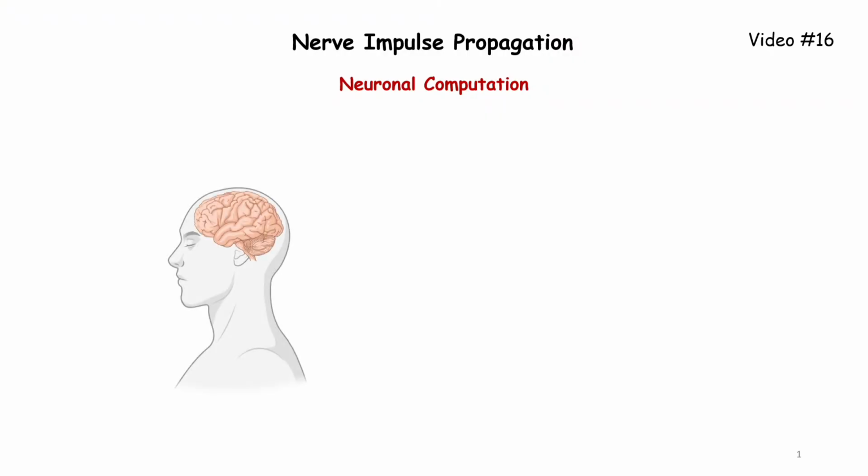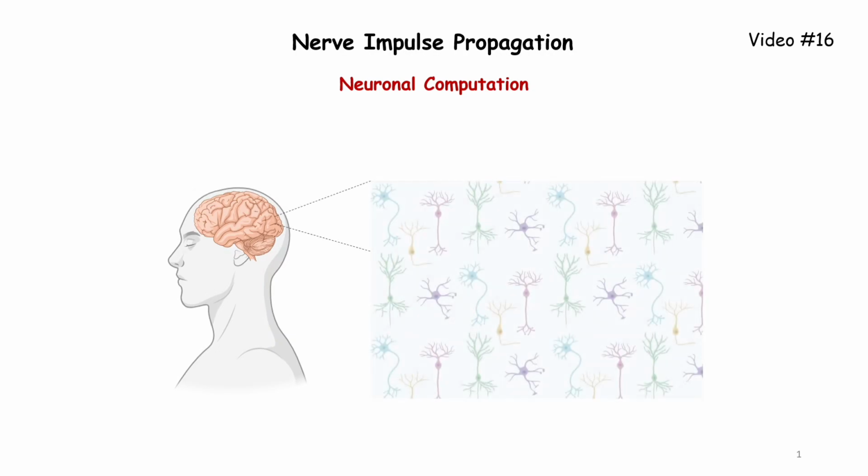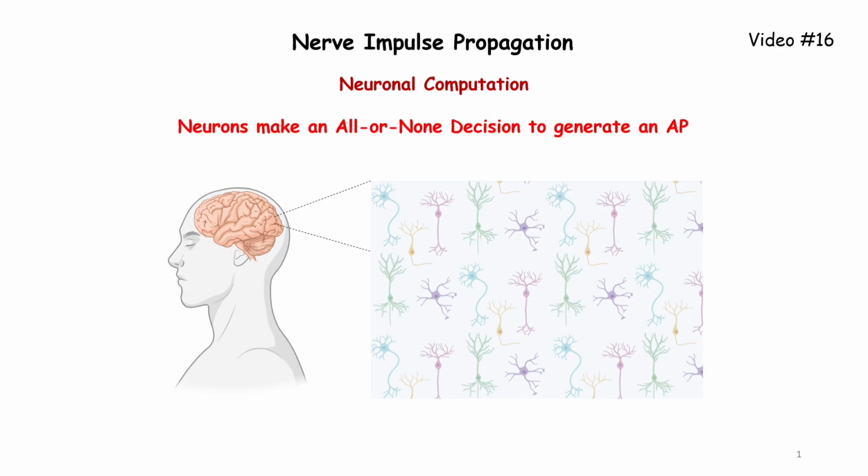Our brain works like a computer and neurons do the computation, so it is called neuronal computation. Now in this video, we are going to learn about one neuronal computation, that is, neurons make an all or none decision to generate an action potential.